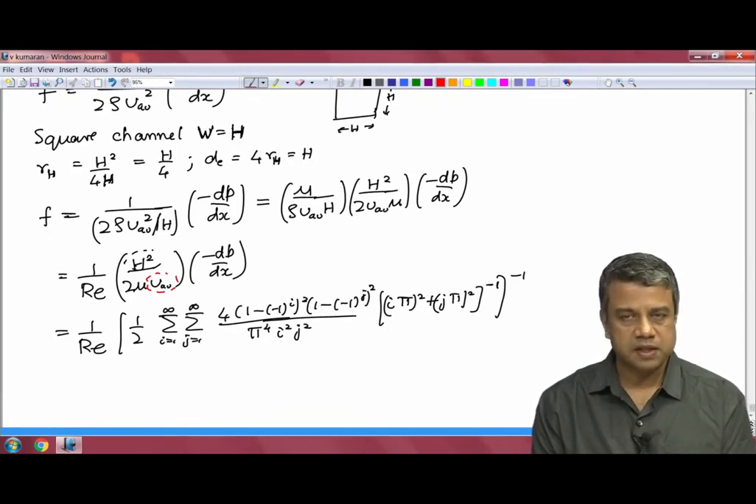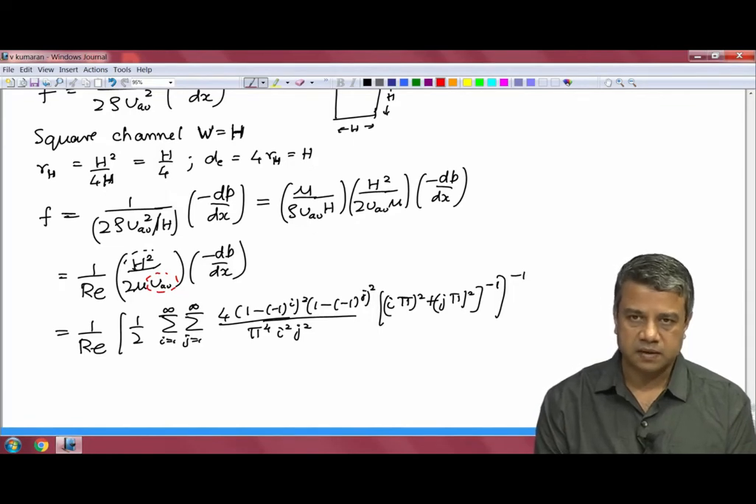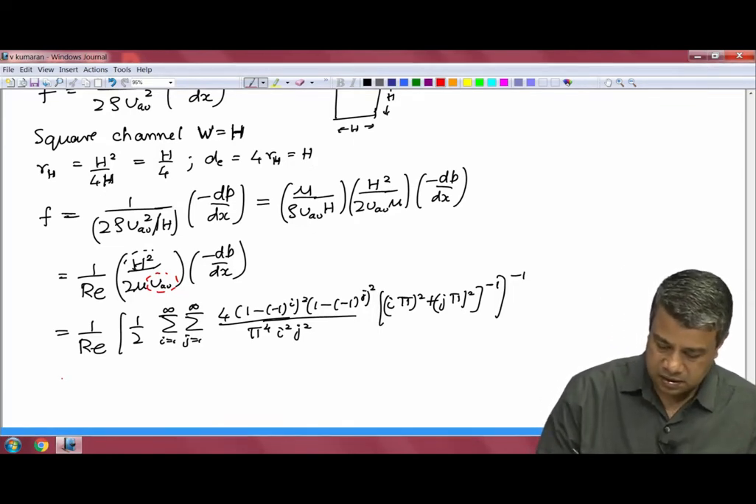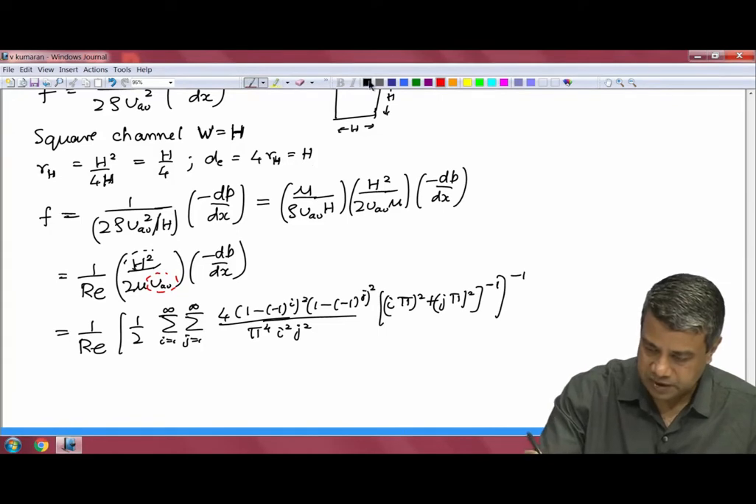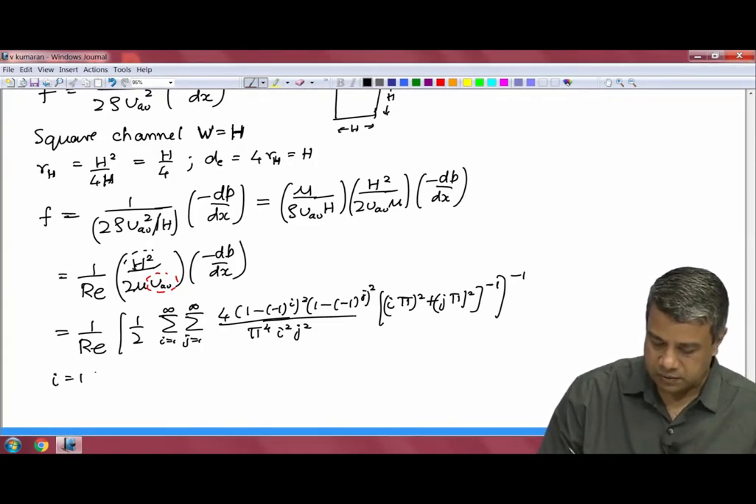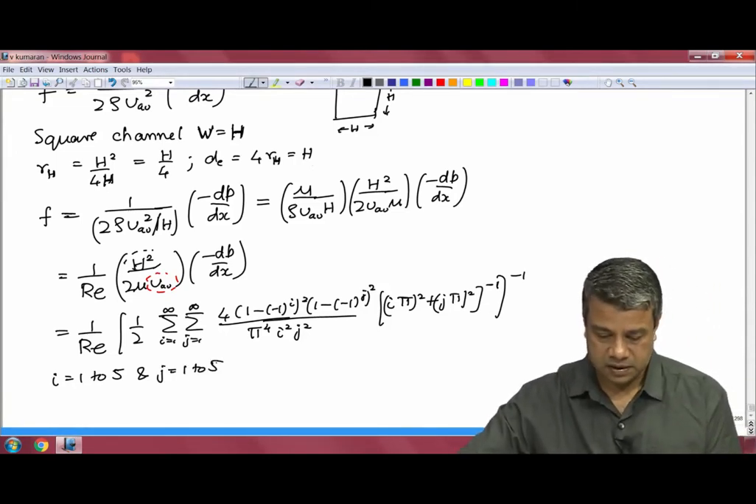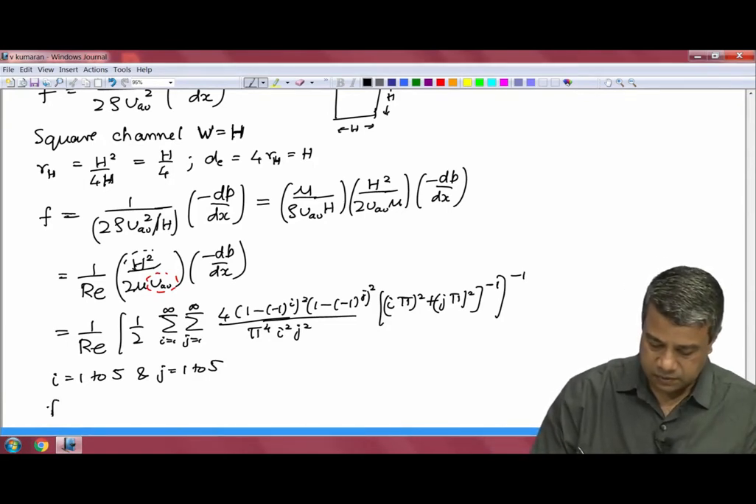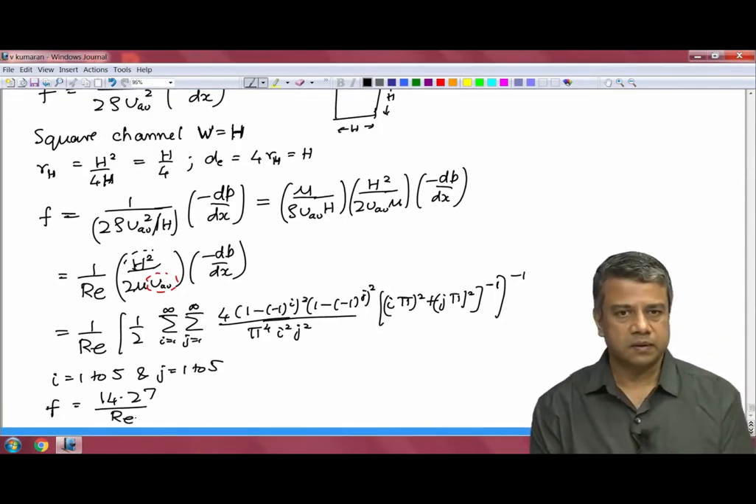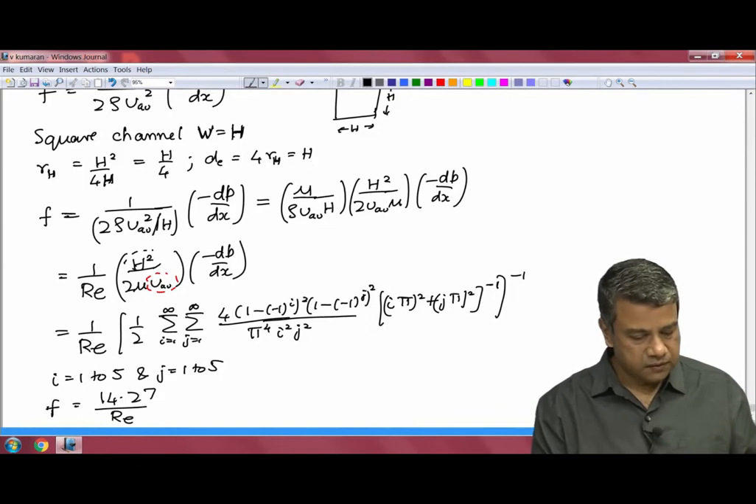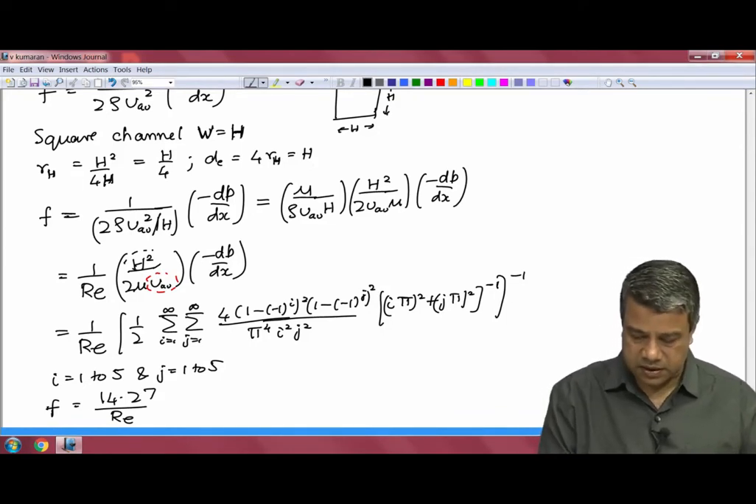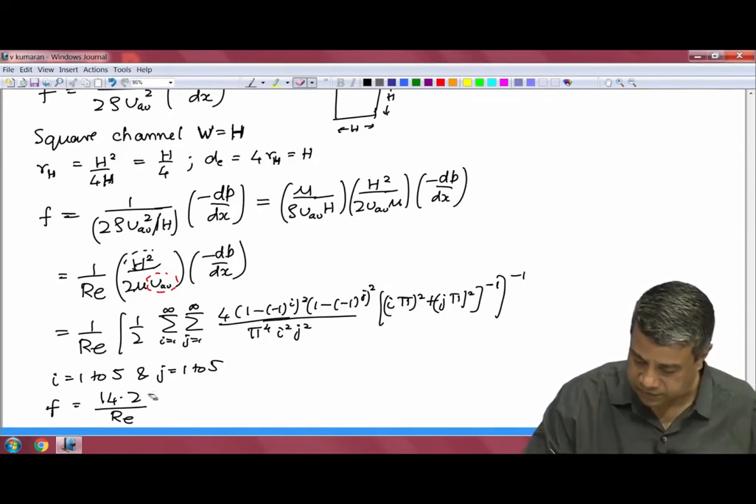I can do the summation for a finite set of terms in this case. If I take, for example, i is equal to 1 to 5 and j is equal to 1 to 5, I get a fairly converged result. f is equal to 14.227 by Re. 14.227 by Re is the result for the friction factor in a square channel.